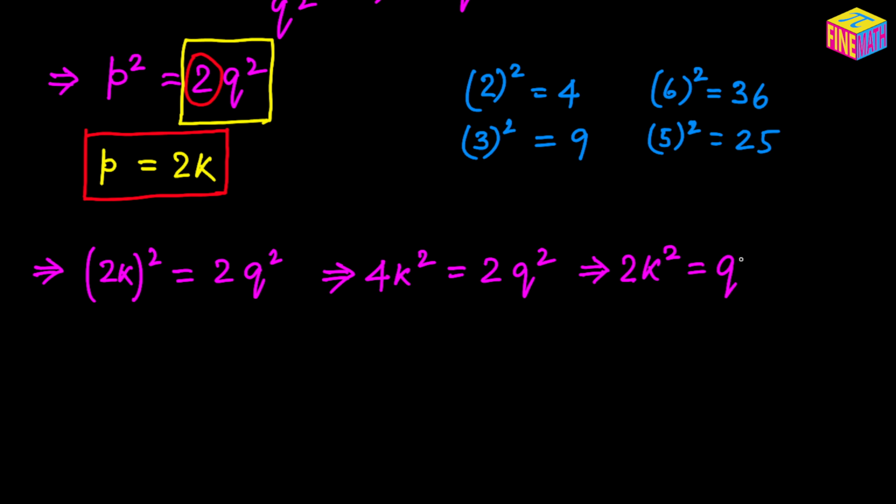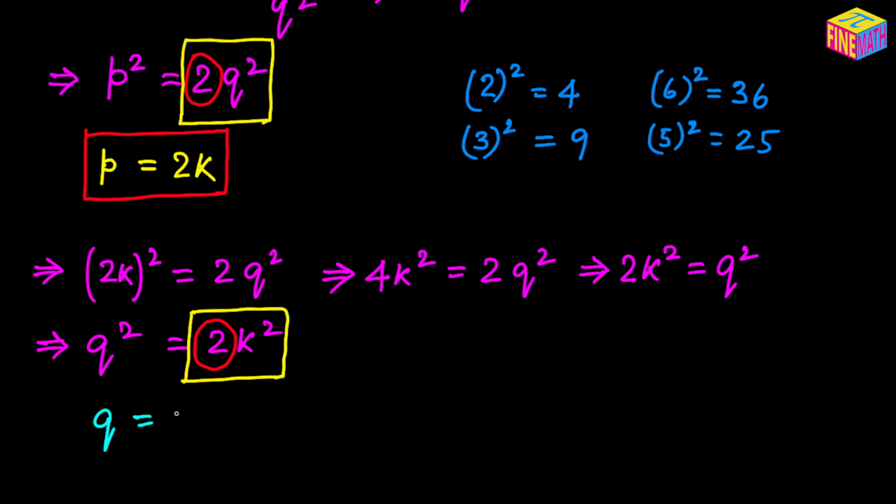And from here we can say, q squared is actually equal to 2 times k squared, right? Now here again you see the square of q is also an even number because we have 2 as a factor here. That means q itself must be an even number. Otherwise, its square cannot be an even number. We already saw that from the examples, right? So if q squared is an even number, that means q must be an even number. So now let's assume that q is equal to 2 times some integer m, for example, right?